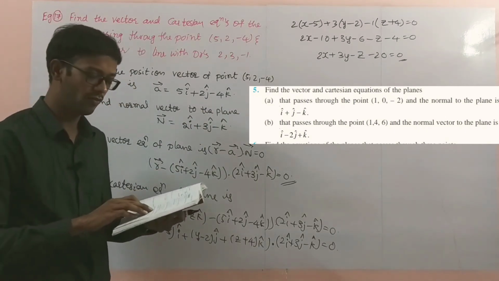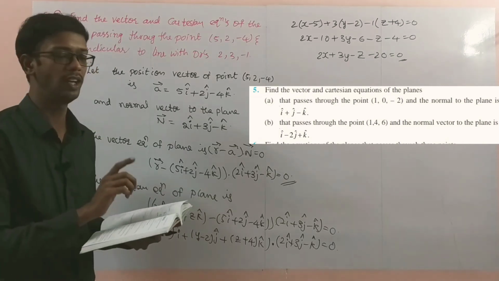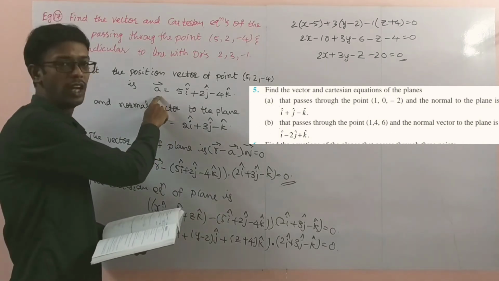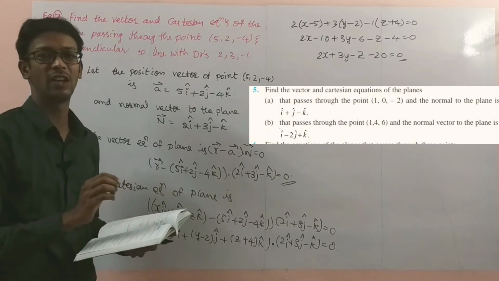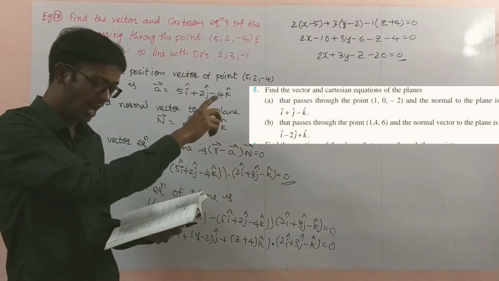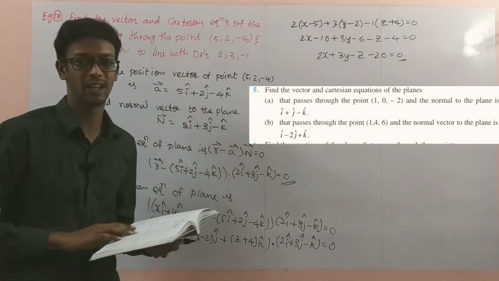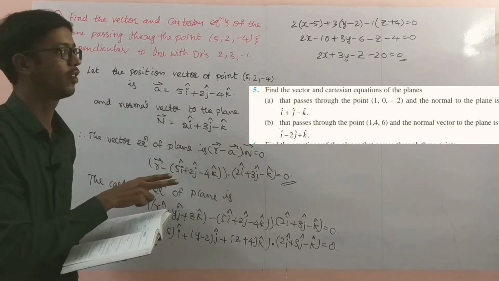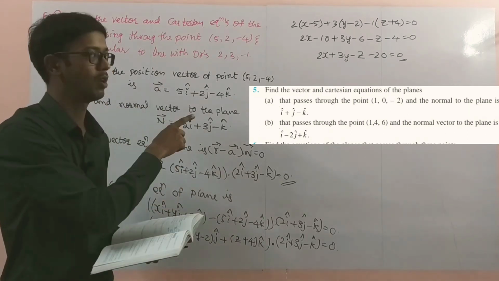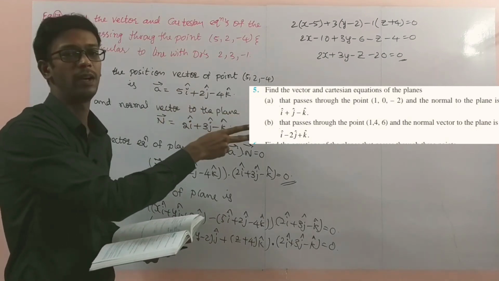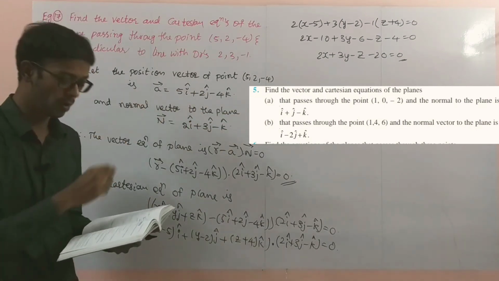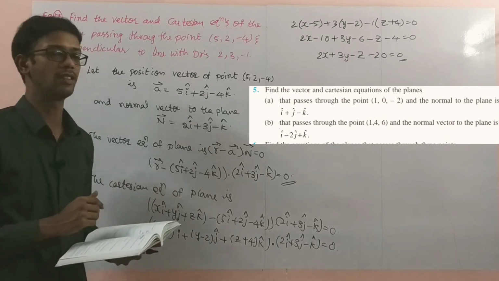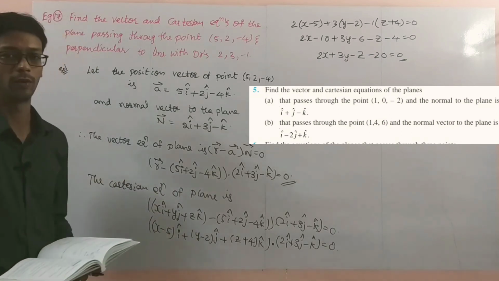Next problem also, 1 comma 4 comma 6 is the point. From point A bar you will get n bar, they are giving: capital N bar equal to i cap minus 2j cap plus k cap. So find the vector equation and Cartesian equation of a plane passing through the point and perpendicular to the vector. Two problems are there. Take the two problems as homework. Pause the video to note it down.